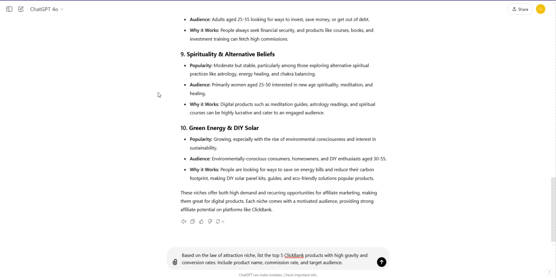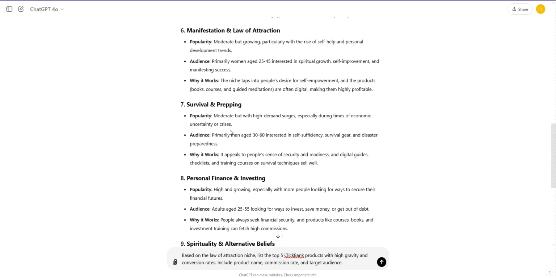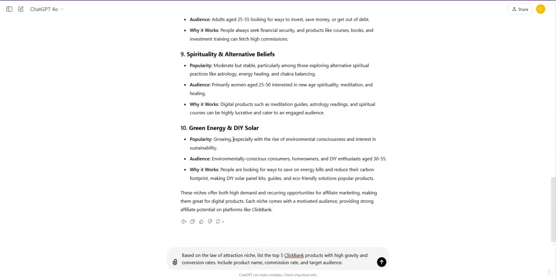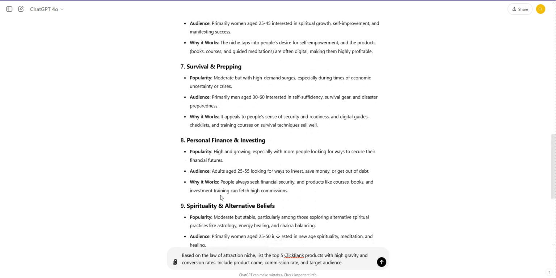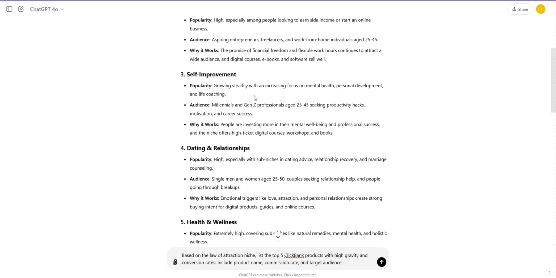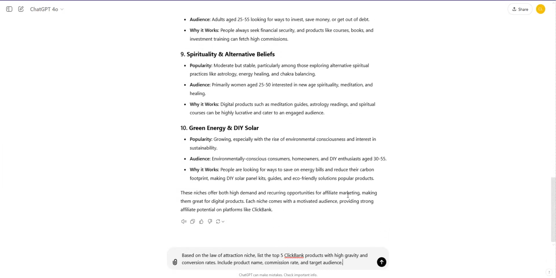Okay, so your second prompt to be able to find an actual product is something along the lines of, we've got our 10 main bird's eye view niche areas. Now we want to find a product, so a prompt like this will do the job. Based on the law of attraction niche, list the top 5 ClickBank products with high gravity and conversion rates. Include product names, commission rate and target audience. Now I've picked law of attraction, which was number 6, but you could do health and wellness, dating and relationships, and so on. Okay, and here we go. So this is the second prompt to use.